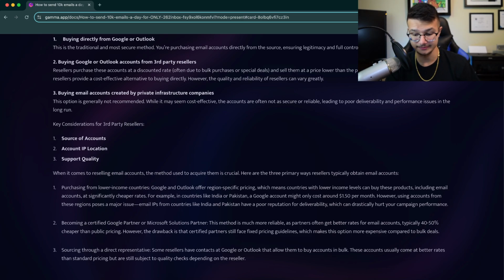Now, the second way that they can obtain these accounts is becoming a certified Google partner or Microsoft solution partner.